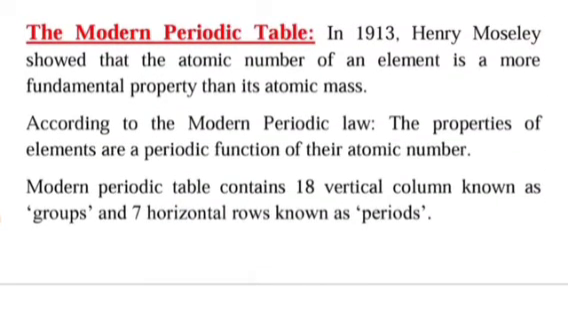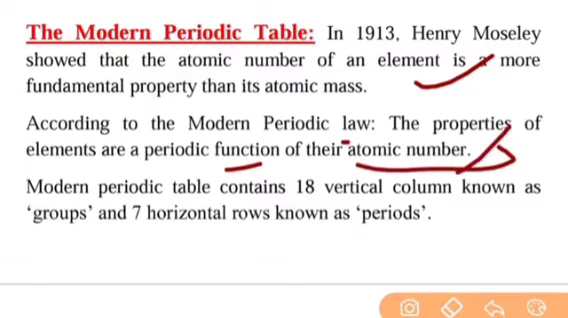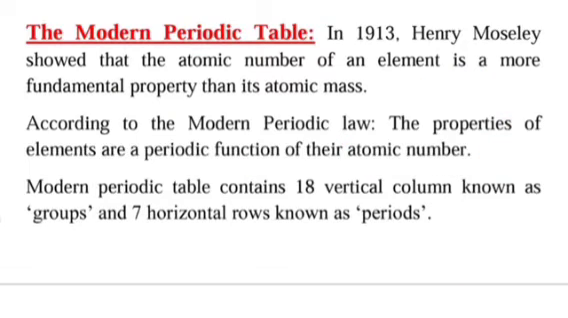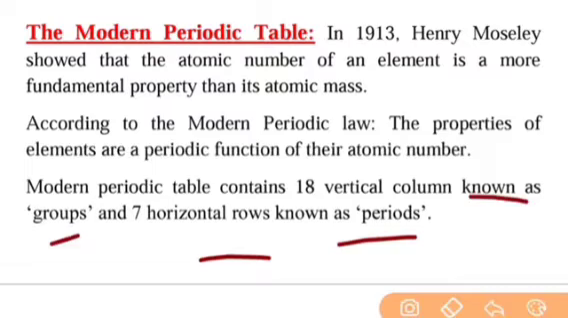It contains 6 periods, which are horizontal rows, and 8 groups, which are vertical columns. So you have to remember some things here: the properties of elements are a periodic function of atomic mass, 6 periods, 8 groups, and it is based on chemical properties.